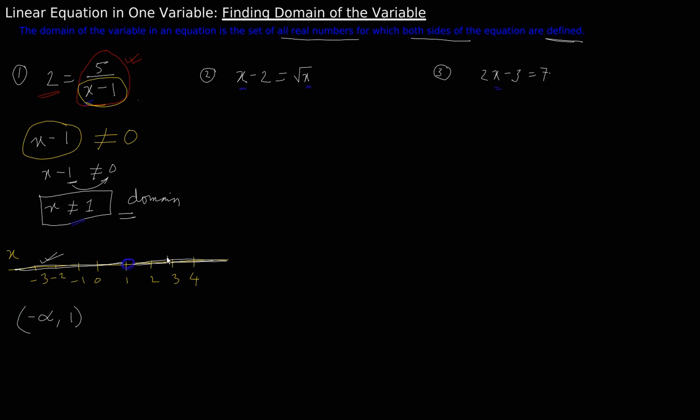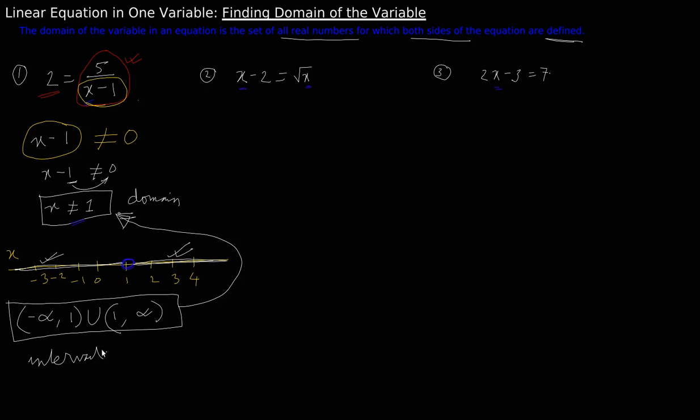That is the reason I am putting a parenthesis. Okay, now for this portion, it is what? From 1 until positive infinity. So these are the two separate portions, and I am going to add them by a union sign. So this is actually the interval notation of the same domain, x not equal to 1. Okay, so this is in what notation? Interval notation. So this is the domain for my first problem.